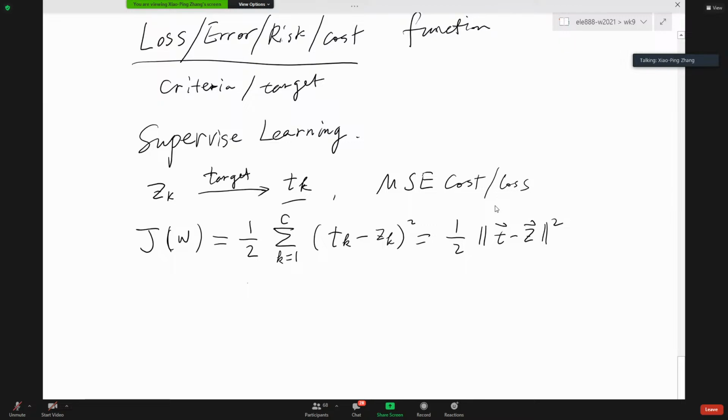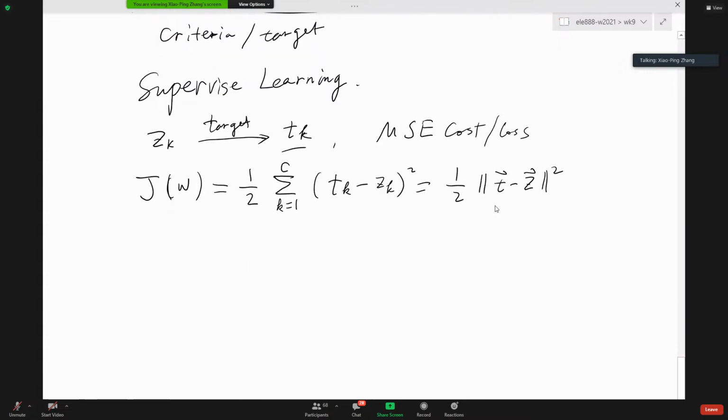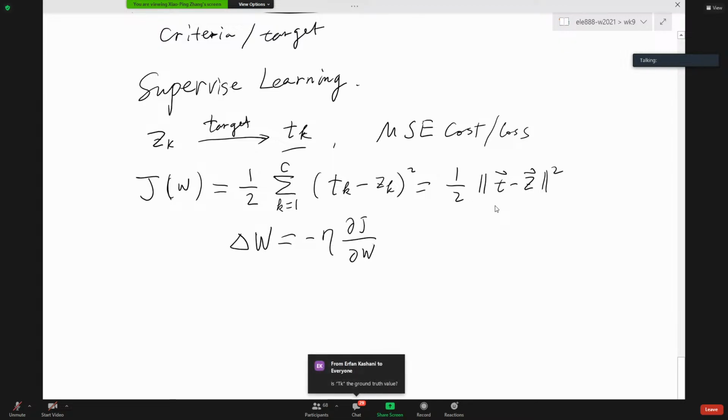So once we have a criteria function, then for gradient descent, it becomes simple. At any iteration, the adjustment of your delta W would be the negative, with this learning rate, of the gradient. This is gradient descent.